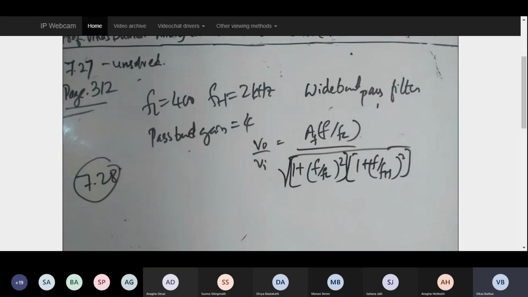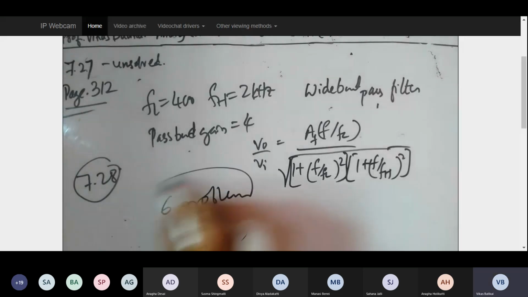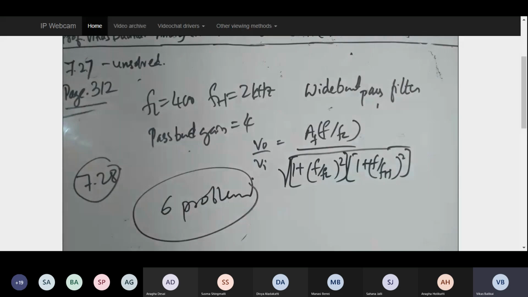So I think today we tried to solve 7.23, 24, 25, 26, 27, 28. So altogether 6 problems. How to solve, the method I have given, and try to solve these problems on your own, and maybe you can expect similar kinds of problems in the examination as well. So what I'll do, I'll try to stop things over here.